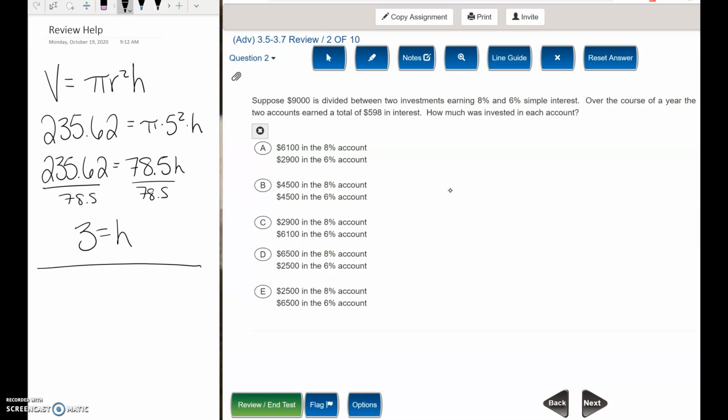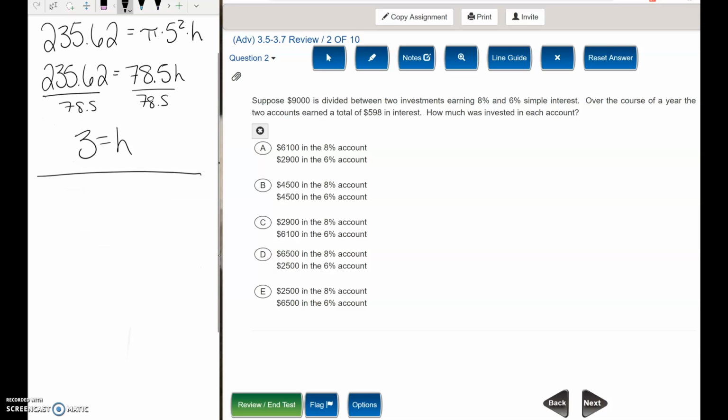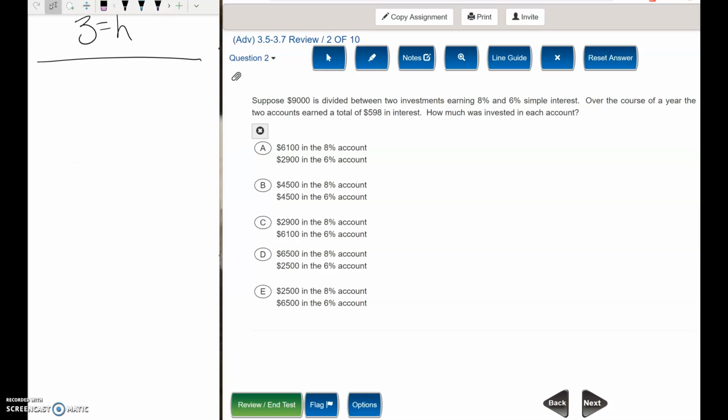Okay, I think this is the one that a lot of people were struggling with a little bit. So let's take some time to go over this one. Suppose $9,000 is divided between 2 investments, earning 8% and 6% simple interest. Over the course of the year, the 2 accounts earned a total of $598 in interest. How much was invested in each account?